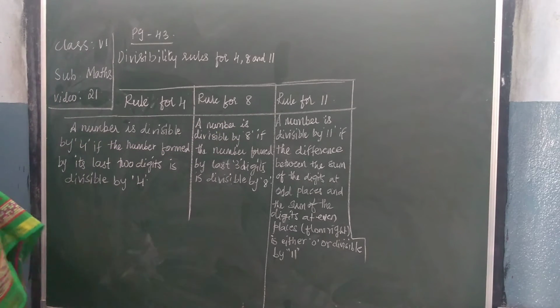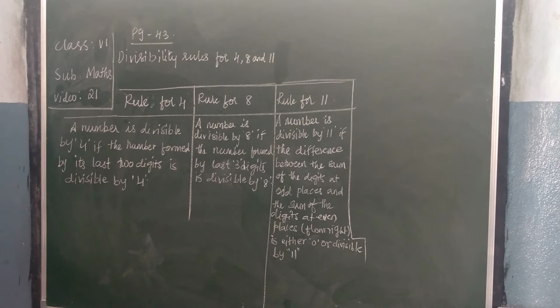What is the rule for 4? You have to learn it now, children. See, I will repeat, children. A number is said to be divisible by 4 if the number formed by its last 2 digits is divisible by 4.